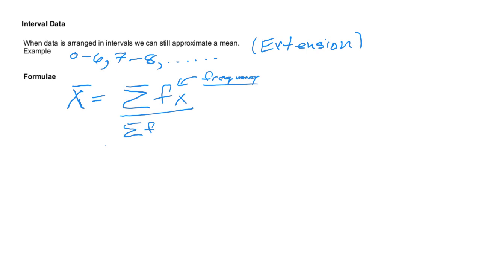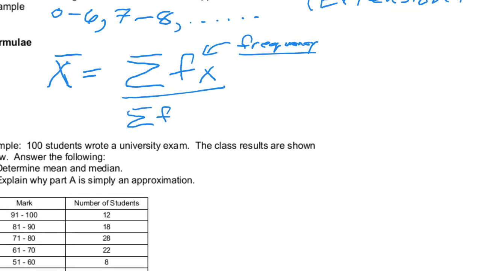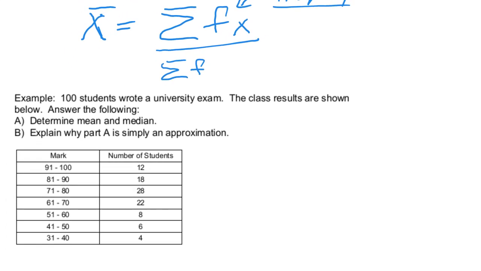So let's take a look at this next problem. Imagine you have 100 students, okay? And they write a university examination. These are the results of their marks from 0 to 100, 12, 81 to 90 is 18. So those are all your students. Now, these parts here represent the frequency that we were talking about.